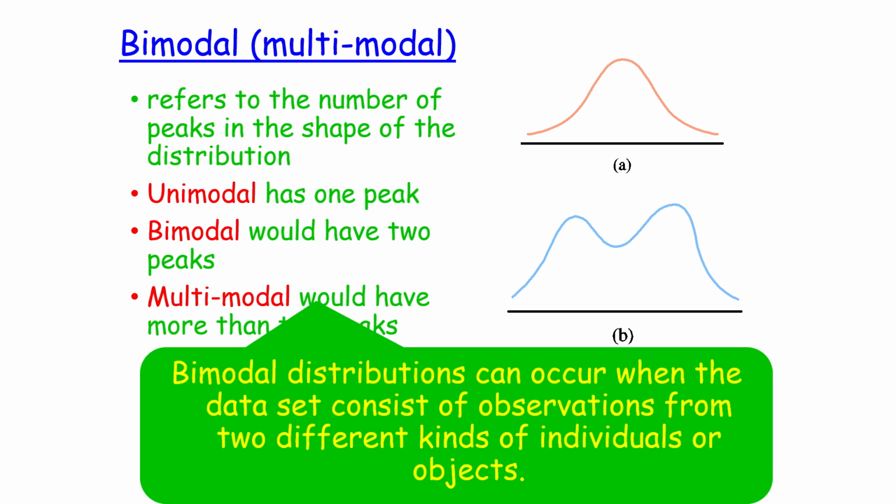Now, bimodal distributions can occur when the data set consists of observations from two different kinds of individuals or objects. For example, consider a large data set consisting of driving times for automobiles traveling between San Luis Obispo, California, and Monterey, California. Now the histogram would show two peaks, one for the cars that took the inland route, which is roughly 2.5 hours, and another for those cars traveling up the coast highway, which goes between 3.5 and 4 hours.